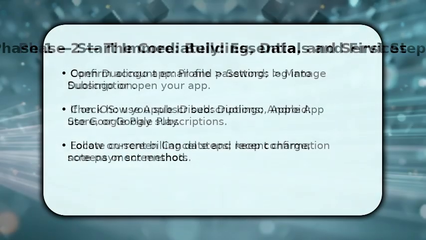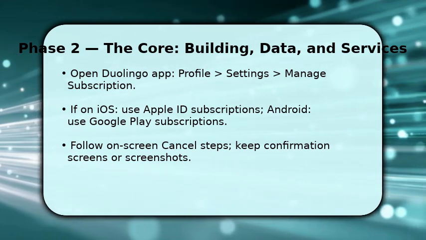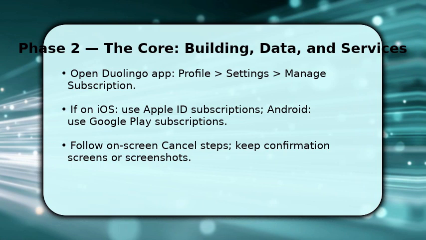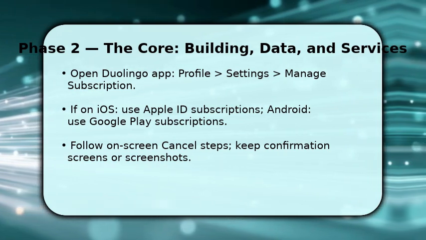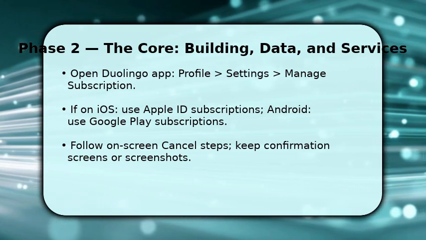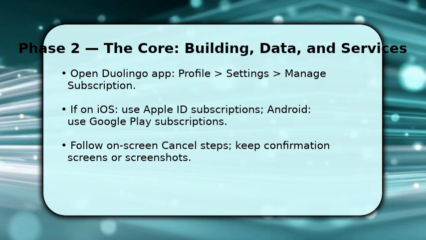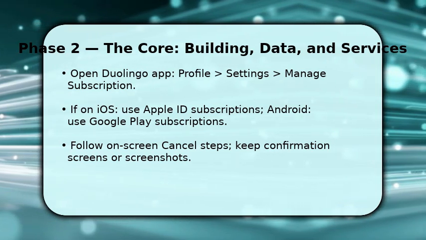If you're in the Duolingo app, tap Profile, then Settings, then Manage Subscription, follow the cancel prompts and accept any confirmations. If Apple billed you, open Settings on iPhone, tap your name, Subscriptions, find Duolingo, and cancel subscription. For Android, open Google Play, menu, Subscriptions, select Duolingo, and cancel.